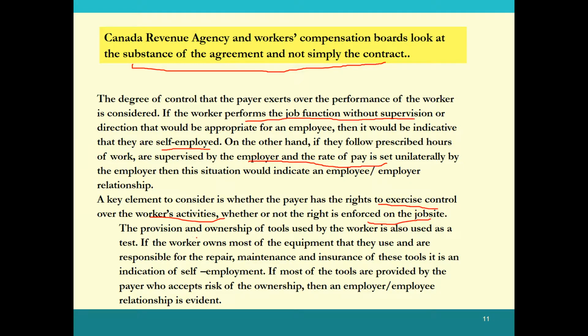The provision or ownership of tools: who brings the tools, whether the company gives tools to the worker or the worker brings his own tools. If a worker owns most of the equipment that they use and is responsible for their repair, maintenance, and insurance, then they belong to them, and they consider the self-employment status of that person. If most of the tools are provided by the payer or the company, who accept the risk of the ownership, then an employer and employee relationship exists.